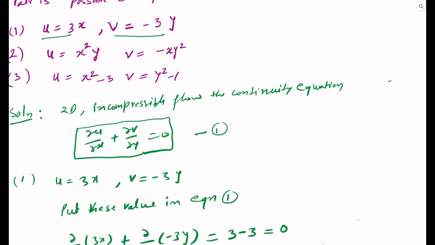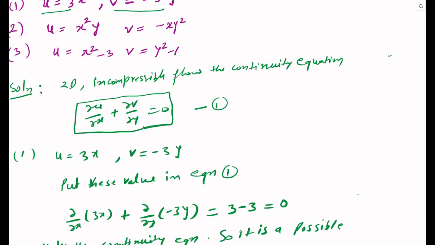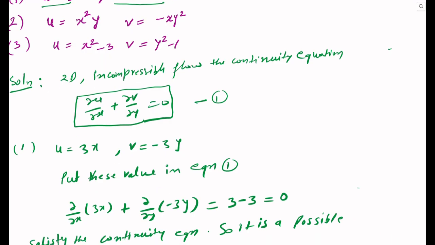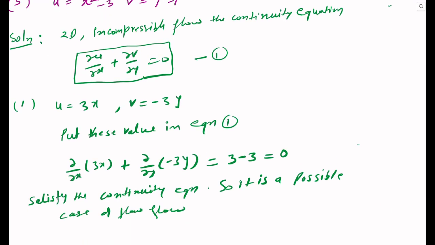We put the values of u and v here. When we differentiate the u term with respect to x and the v term with respect to y, we get 3 minus 3, which equals 0. So this satisfies the continuity equation.